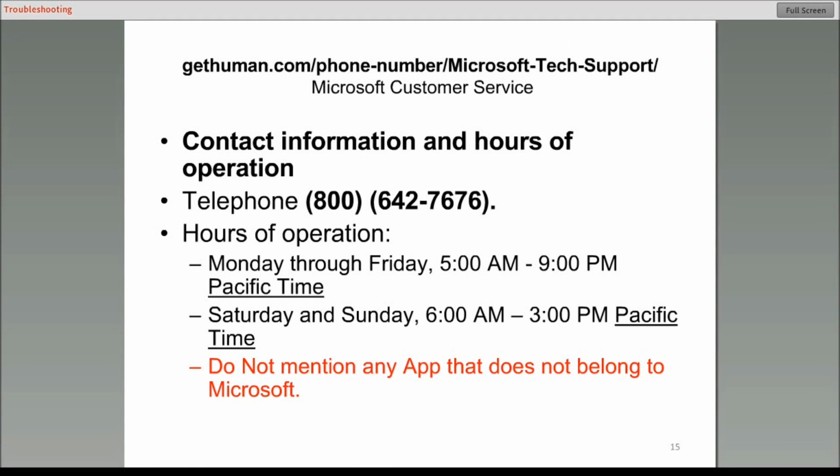Now, if you want to talk to a human, this is the place to go for Microsoft. This is a good number, 800-642-7676. Once you go to the web page, and I'll show that to you in a minute, it says that your Get Human will always be 100% free. And if you want to make a contribution, they would appreciate it. If you want to say thanks, they would appreciate it.